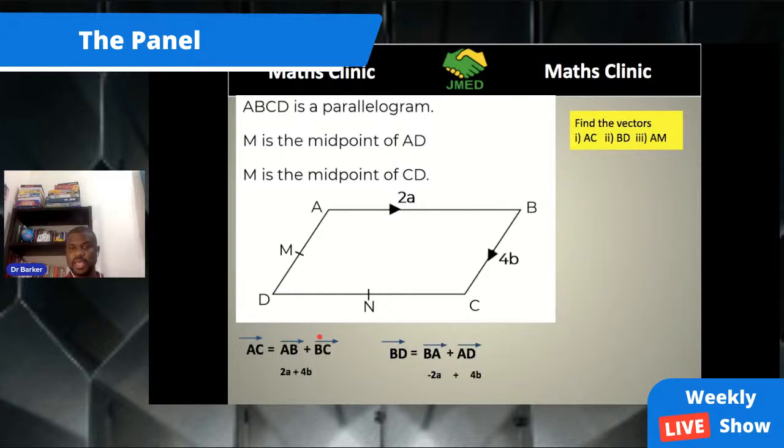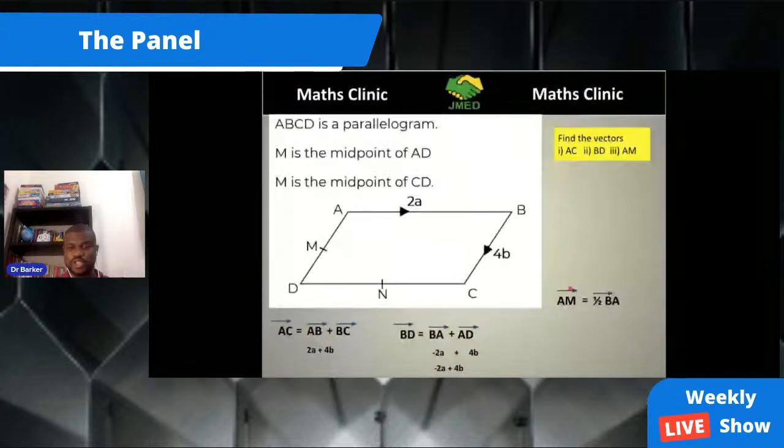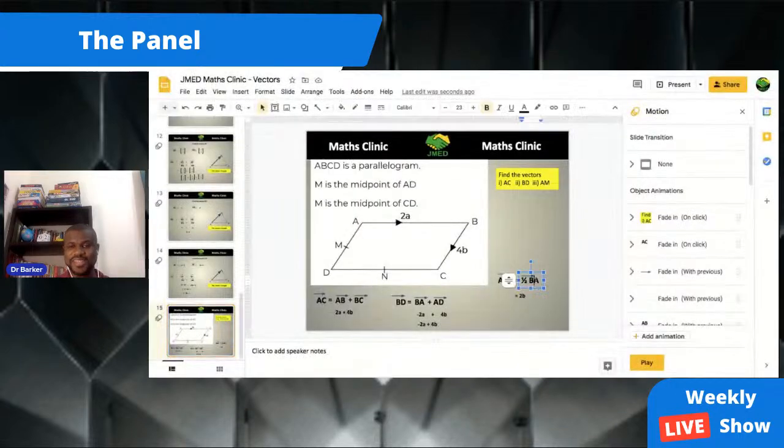The last one, AM. Go from A to M. Note that AM is really half of B. I don't even know what I wrote here. That's wrong. So William, this is the one I did just before I came online.